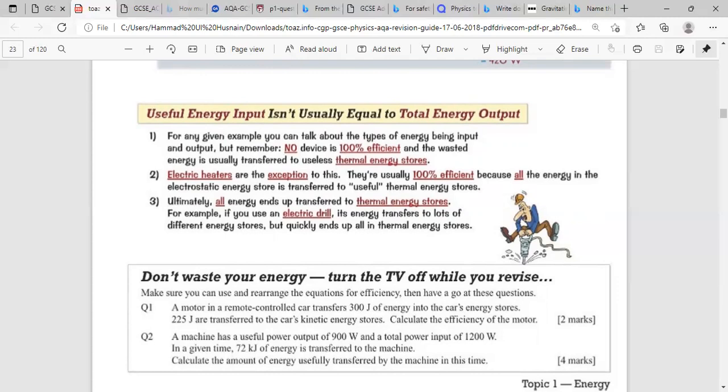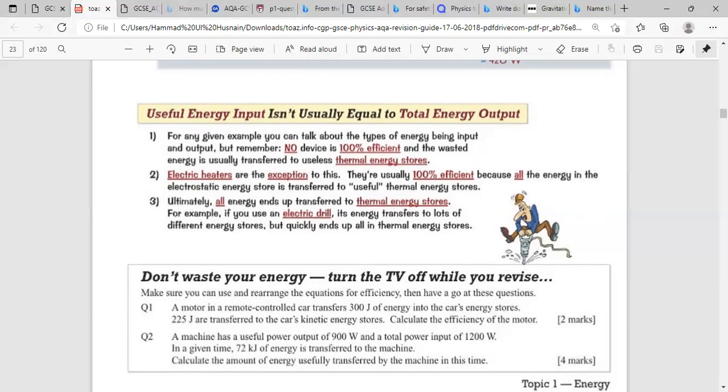So this is not the thermal energy losses, this is not a thermal energy loss, rather this is the useful output we are getting from the electric heaters. They are usually 100% efficient. You can say that the electric heaters are 100% efficient, because all the energy they are getting from the electricity is converted to heat transfer or heat energy, right?